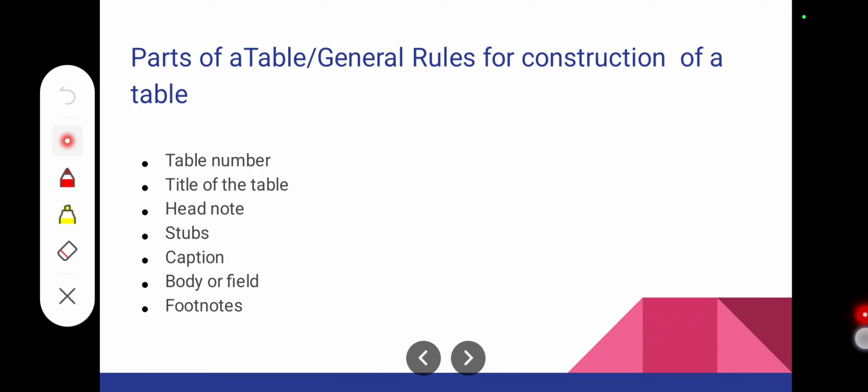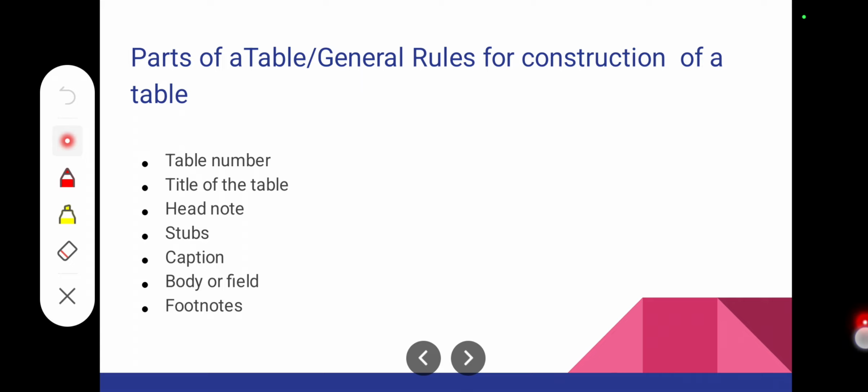Why do we have to write the title of the table? The title of the table indicates to us what the table is all about, when the table is being made, why it is made. In fact, the purpose of the table in a very simple form is written in the title of the table. Next is the head note.